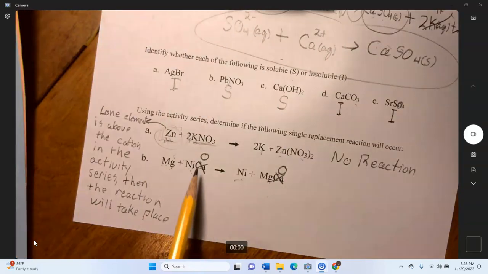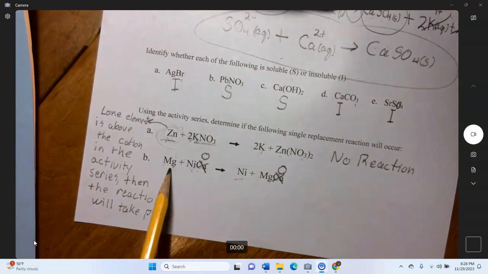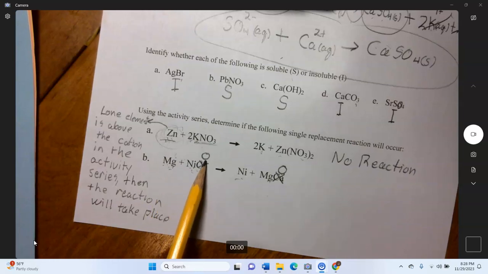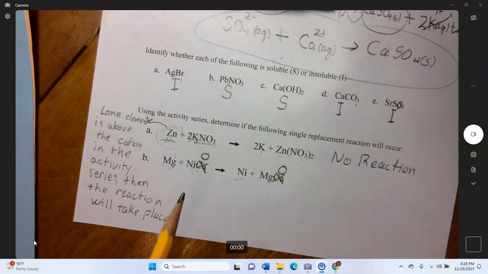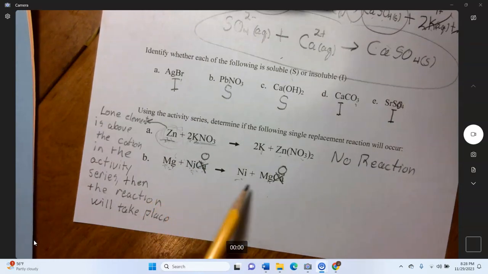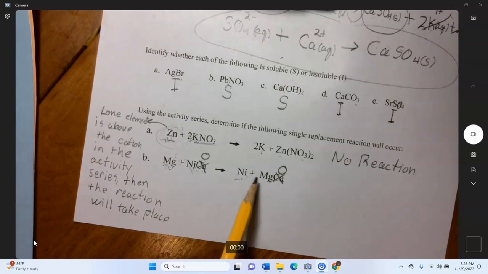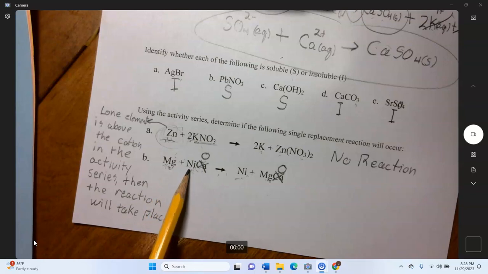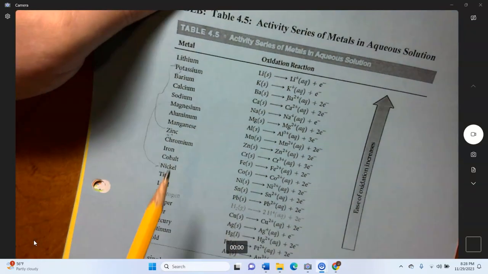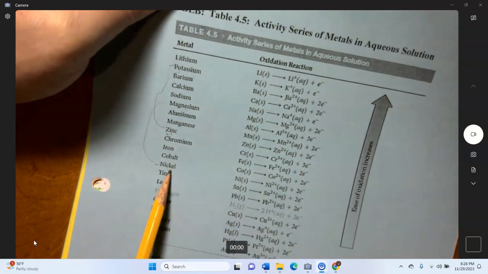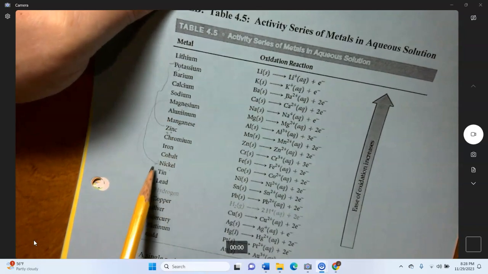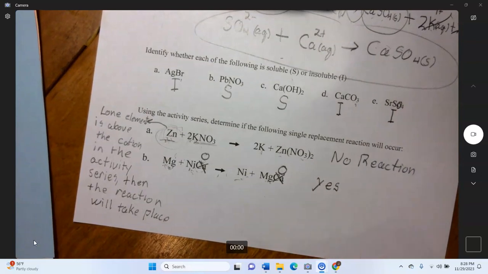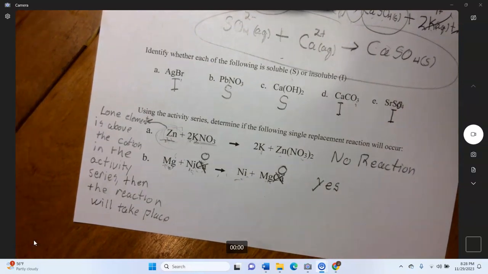That means the nickel is going to become electrically neutral. The magnesium is going to become charged, 2 plus. So that 2 plus charge will be attracted to the oxygen. The bottom line answer is yes, that reaction will take place. The magnesium and the nickel will switch places because the magnesium is above the nickel on the activity series. Again, right there and right there. Magnesium is going to pass electrons down to nickel. So yes, that reaction will take place. Okay? All right.